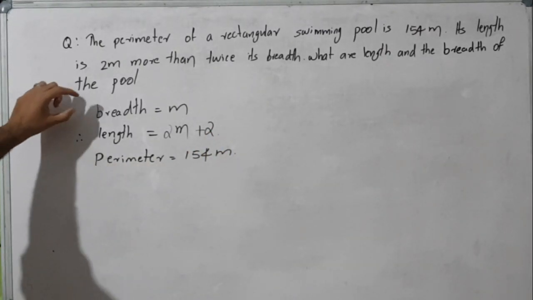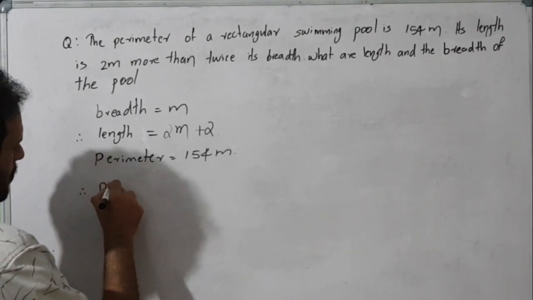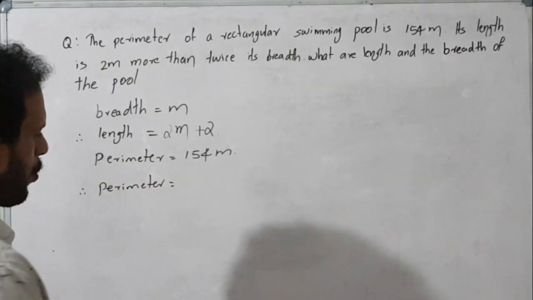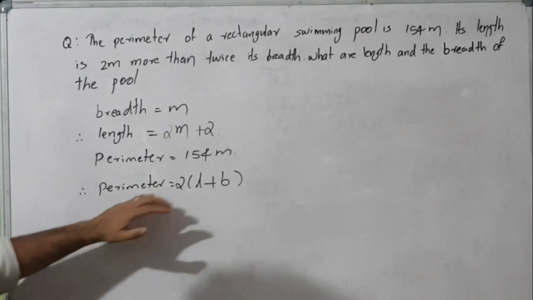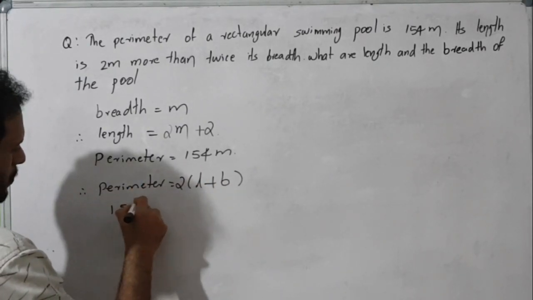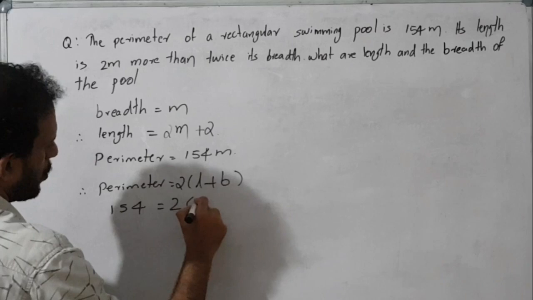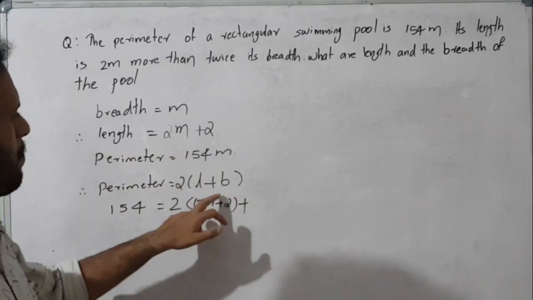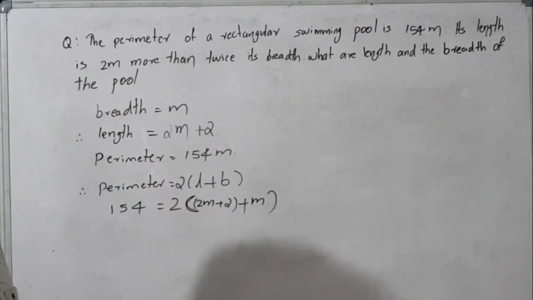So we have already done that. He has given the length, breadth and perimeter. Next we want to write the equation of perimeter. Correct? What is the equation of perimeter? Therefore perimeter is equal to, we know it's a rectangle, so we know the equation. What is that? 2 into (L plus B). Then we substitute the values. Perimeter is equal to 154 is equal to 2 into, what is L? L is 2m plus 2. Plus, what is B? B is m. Correct? 2 into (2m plus 2 plus m).